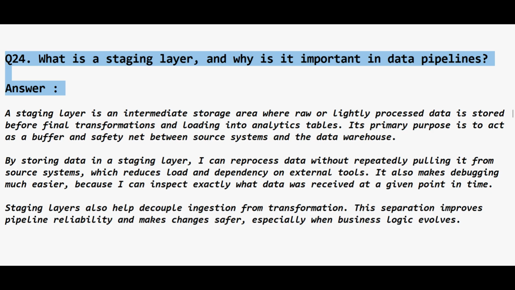By storing data in a staging layer, I can reprocess data without repeatedly pulling it from source systems, which reduces load and dependency on external tools. It also makes debugging much easier because I can inspect exactly what data was received at a given point in time. Staging layers also help decouple ingestion from transformation. This separation improves pipeline reliability and makes changes safer, especially when business logic evolves.